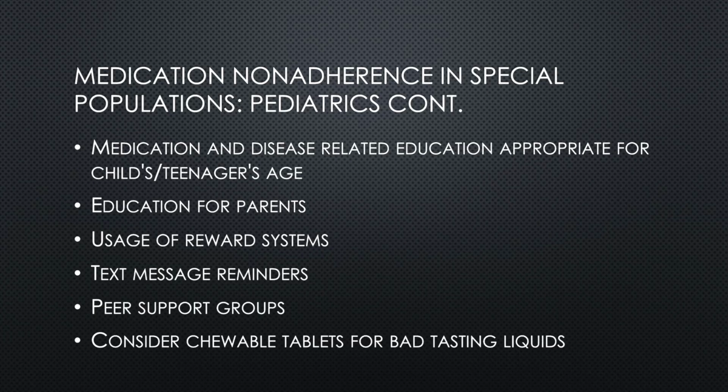Okay, so what are some ways that we can combat medication non-adherence in the pediatric population? First, medication and disease-related education appropriate for the child or teenager's age. Education for parents. Usage of reward systems, so providing ways of congratulating them for taking the medication. Text message reminders. Peer support groups. And considering chewable tablets for bad tasting liquids.